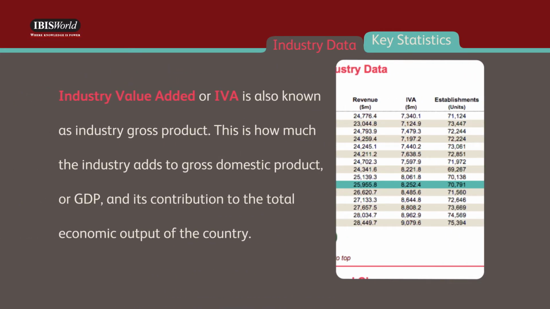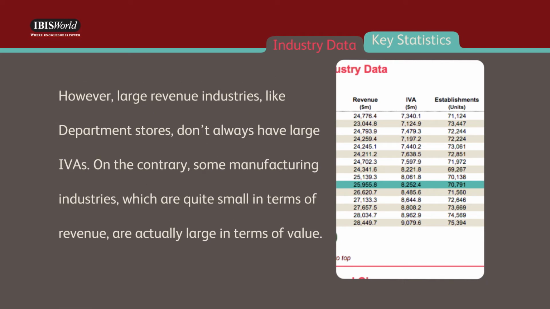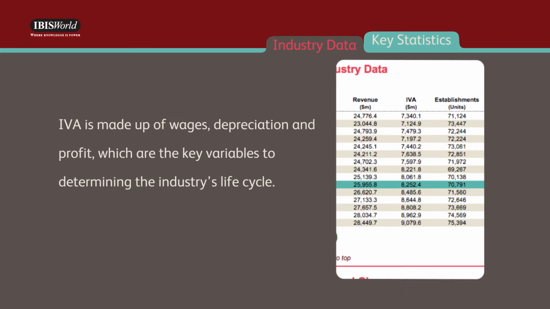Industry value added, or IVA, is also known as industry gross product. This is how much the industry adds to gross domestic product, or GDP, and its contribution to the total economic output of the country. However, large revenue industries, like department stores, don't always have large IVAs. On the contrary, some manufacturing industries, which are quite small in terms of revenue, are actually large in terms of value. IVA is made up of wages, depreciation, and profit, which are the key variables to determining the industry's life cycle.